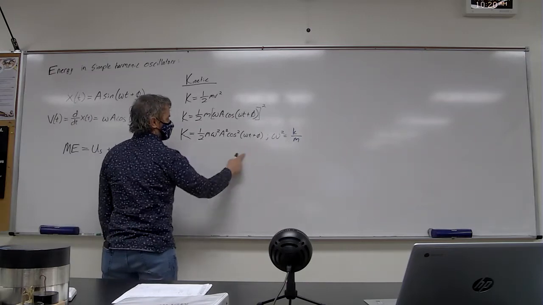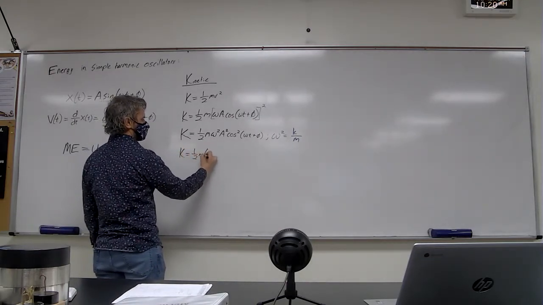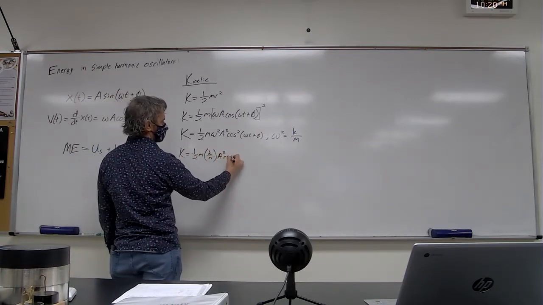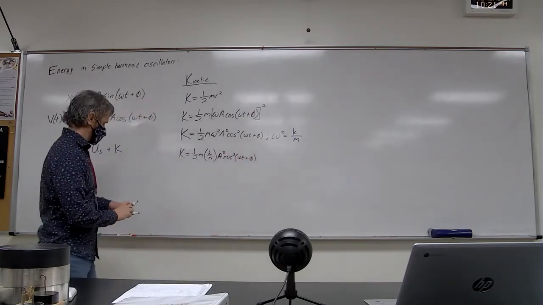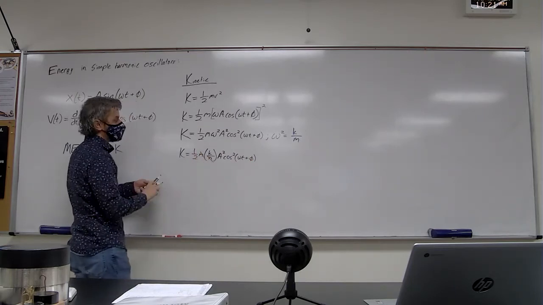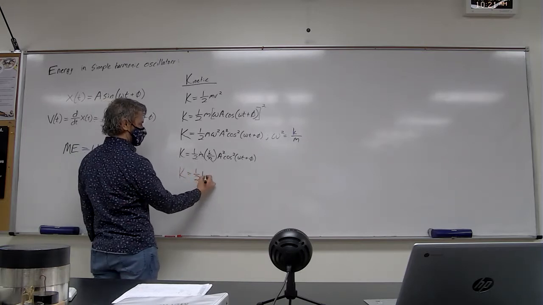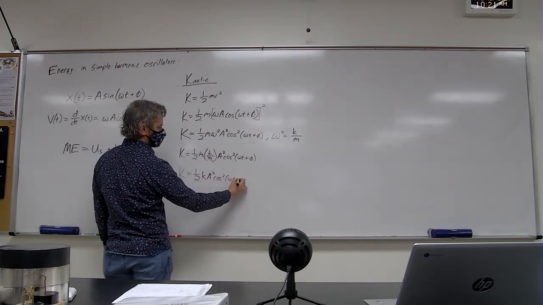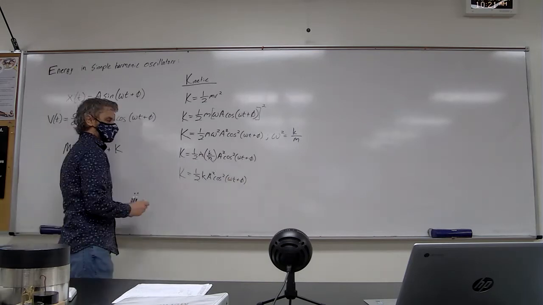So I can substitute that in for my omega squared. The kinetic energy is then 1/2 mass times k over m times A squared cosine squared(omega t plus phi), and the masses cancel. So here's my expression that I can't simplify anymore: the kinetic energy is 1/2 times the spring constant times the amplitude squared times the cosine squared of (omega t plus phi). I'm going to put that in my equation holster.